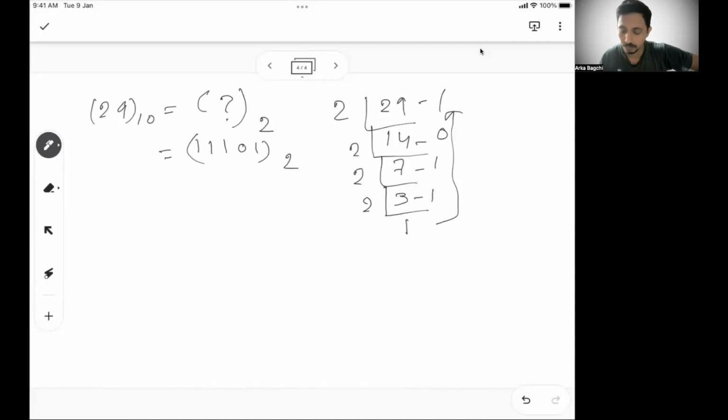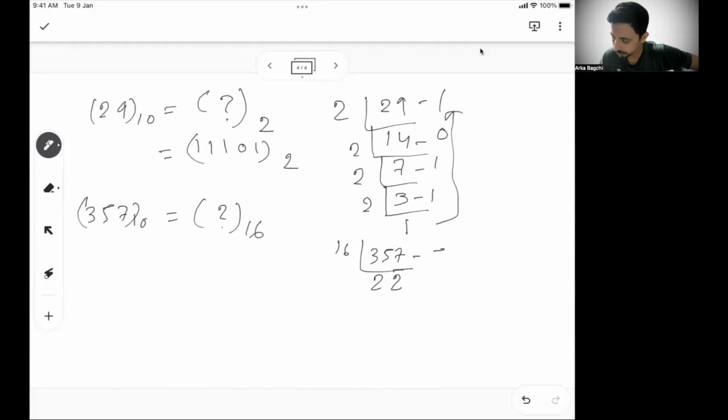Right? Similarly, if I have 357 in base 10, what is it in base 16? Again, I start dividing 357 by 16. 16 into 357 gives 22, so 5 is my remainder. Again, I'll divide 22 by 16. 16 ones are 16, and I have 6 as a remainder. Now it cannot go any further, so it will be 165 in base 16.